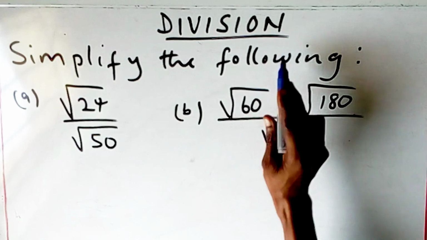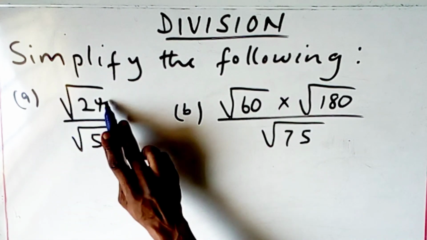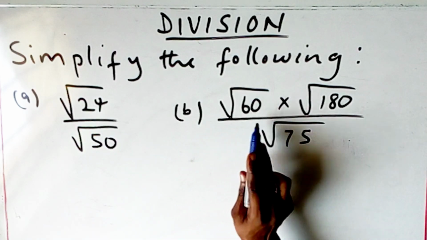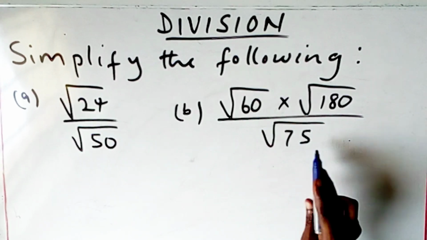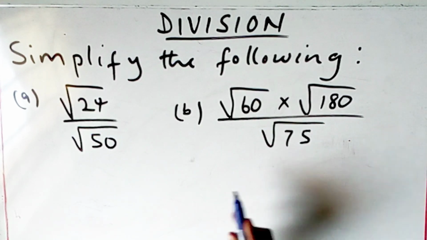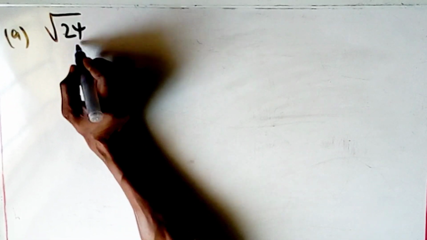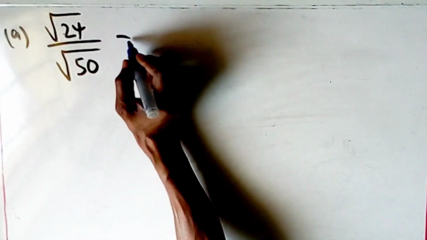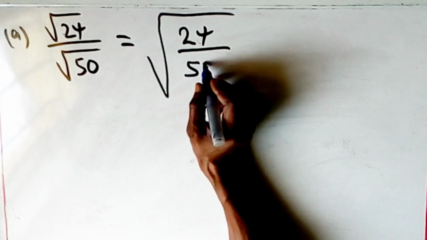And division. Simplify the following. We are given root 24 over root 50. The next one, root 60 times root 180 over root 75. We're going to take them one after the other. So root 24 over root 50. It can also be written this way, root of 24 over 50, as you can see.